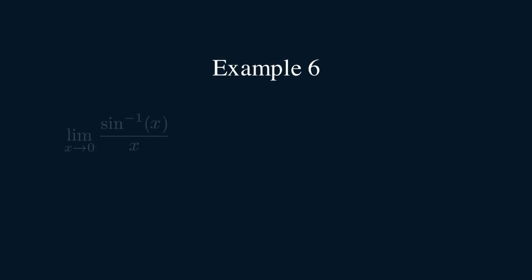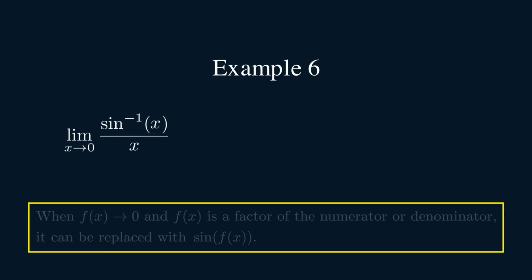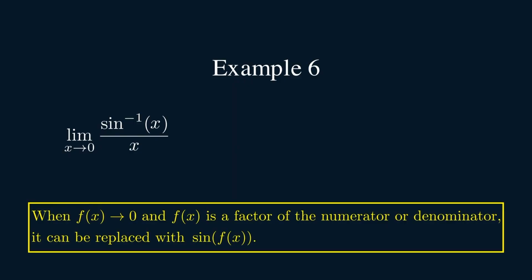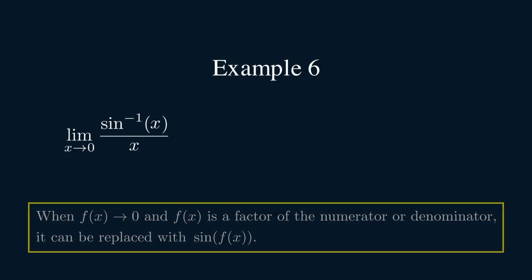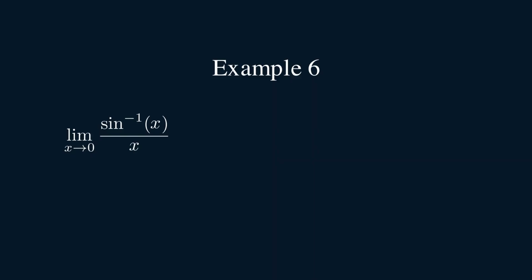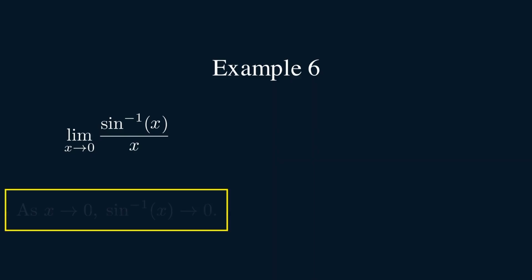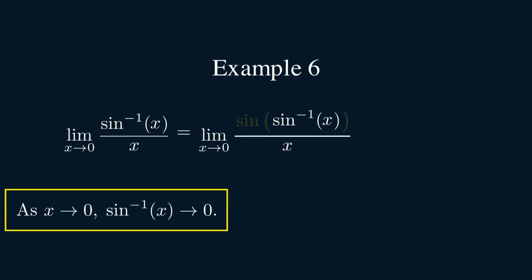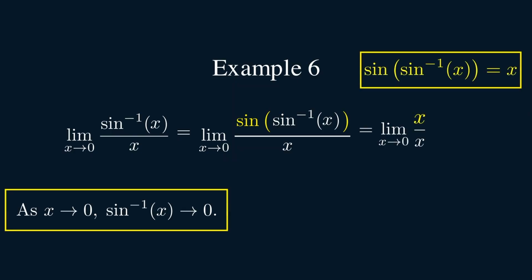Finally, we discuss an interesting example in which we apply the generalized result in the opposite direction. We apply sine to a function approaching 0. In this example, as x approaches 0, the numerator approaches 0. So we can apply sine function to the numerator, which gives us just x in the numerator. After simplifying, the value of this limit is 1.